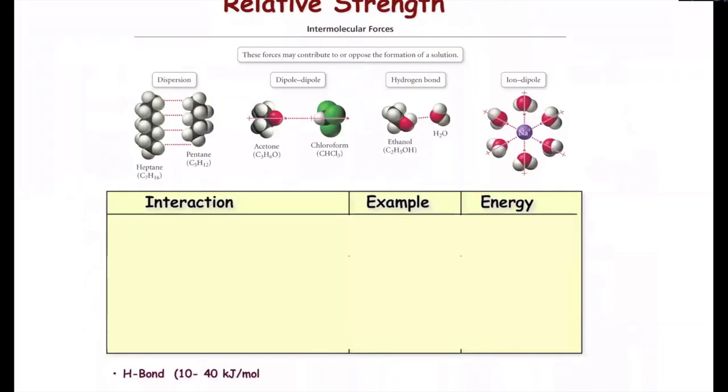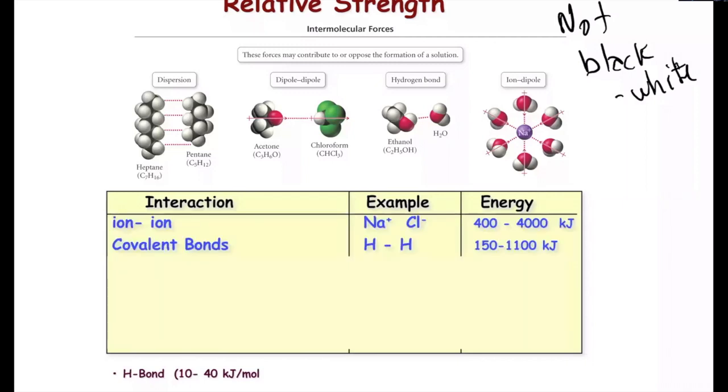So let's take a look at the strength of these intermolecular forces, and it's not black and white. In other words, these things do not have crisp borders. They overlap each other. Ion, the range is between 400 and 4,000 kilojoules per mole. Covalent, between 150 and 1100. So you've got certain ions that are weaker than covalent, even though in general, it's a much stronger type of intramolecular force than covalent. But again, there's overlap here.